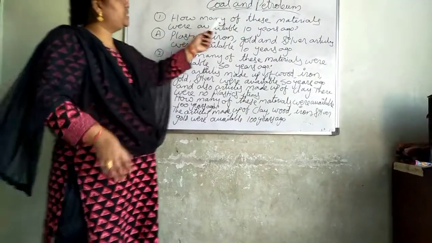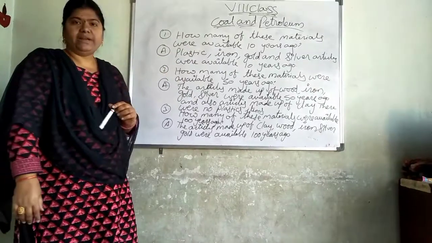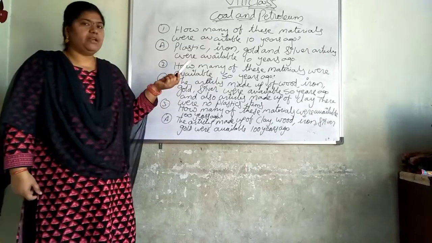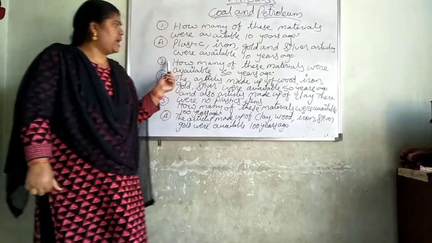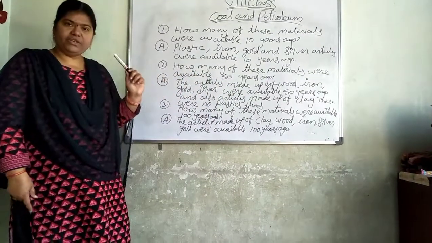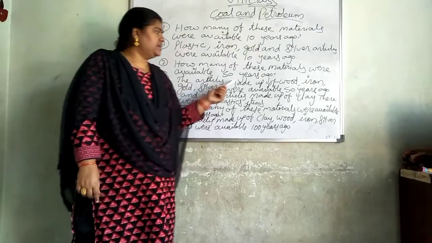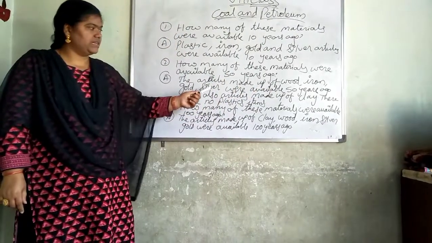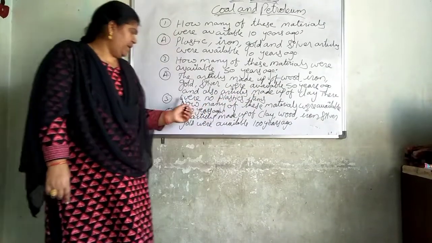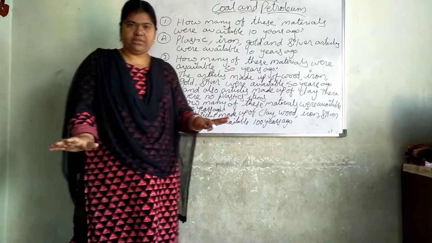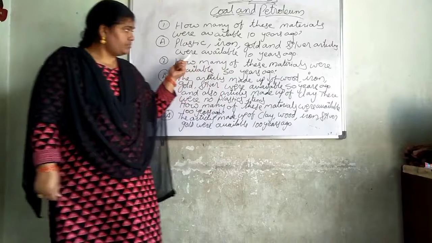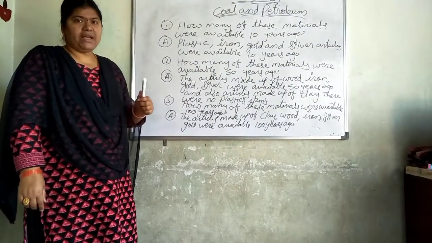How many of these materials were available 10 years ago? Plastic, iron, gold and silver articles were available 10 years ago. Then how many were available 50 years ago? The articles made up of wood, iron, gold, silver were available 50 years ago, and also articles made up of clay. There were no plastic items. 50 years back there was no plastic at all. But in 10 years we can see that plastic is available.